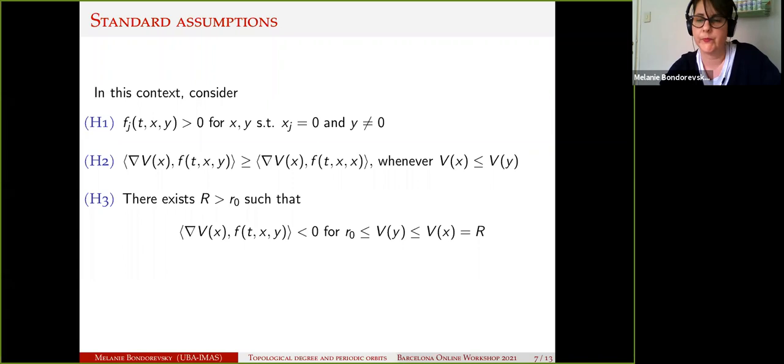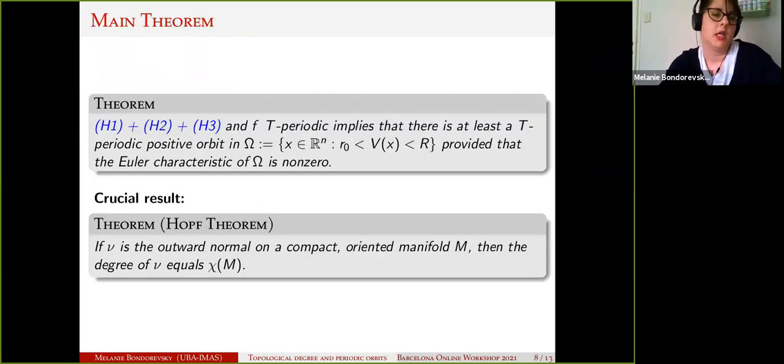So finally, we can state the main theorem of this talk, that says that if H1, H2, and H3 hold and F is t-periodic in the first coordinate, then there is at least a t-periodic positive orbit inside of omega, where omega, of course, is x in Rn such that Bx is in between R0 and R, provided that the Euler characteristic of omega is non-zero. Notice that this guiding function can be chosen depending on the problem we are studying. We use different kinds, but the most common could be taking the Euclidean norm of Rn, and so this is verified without any question.